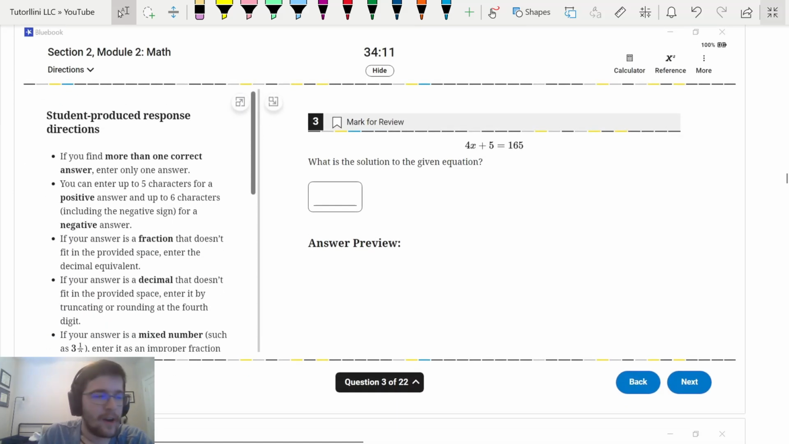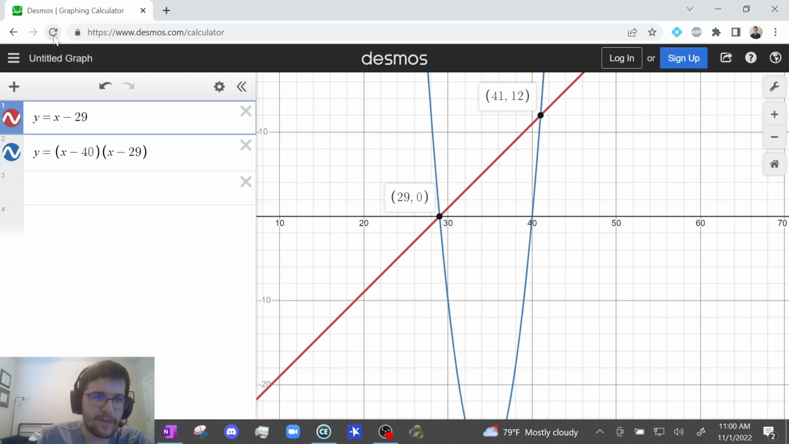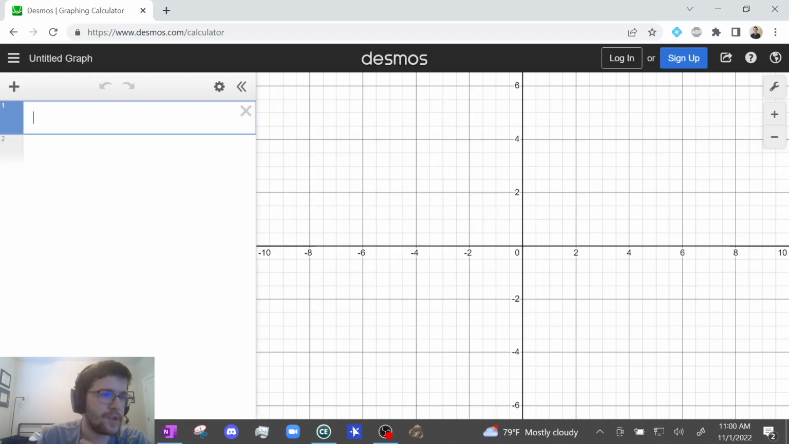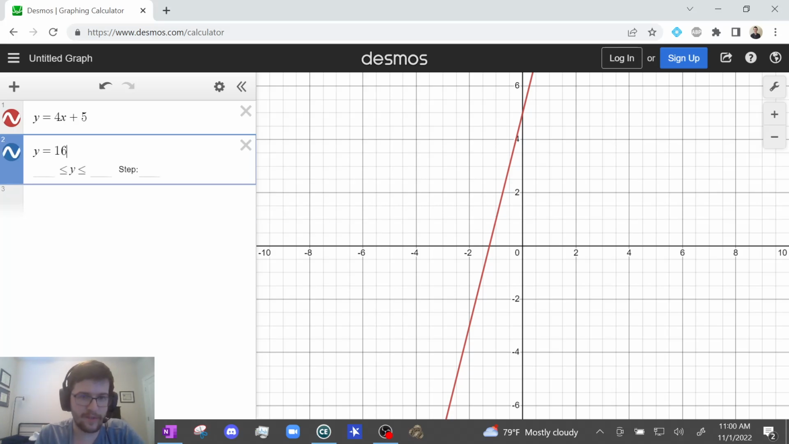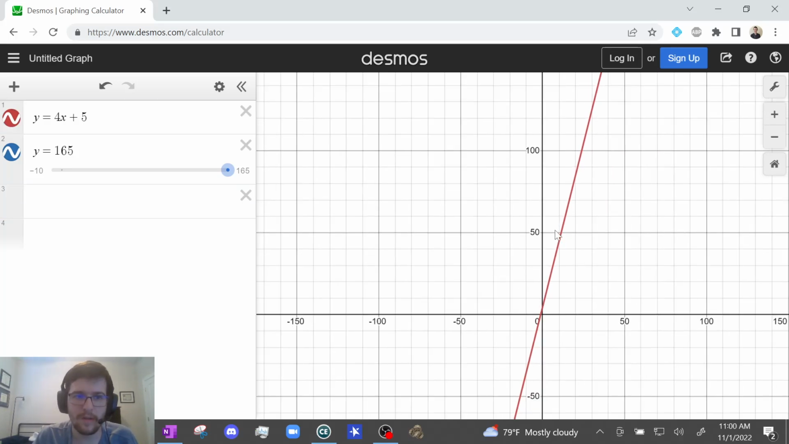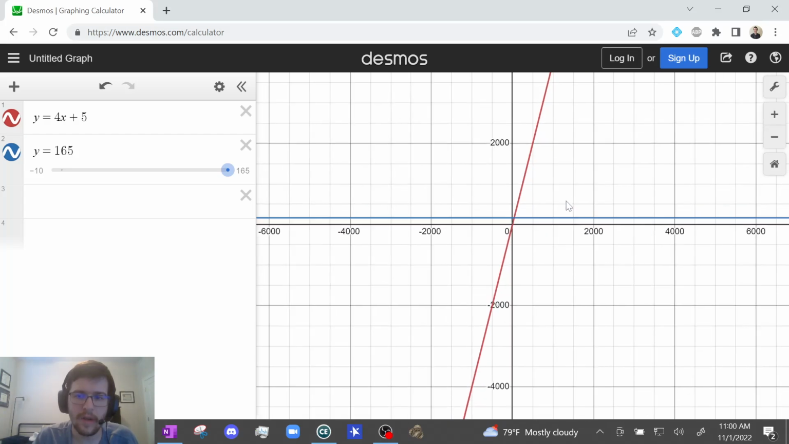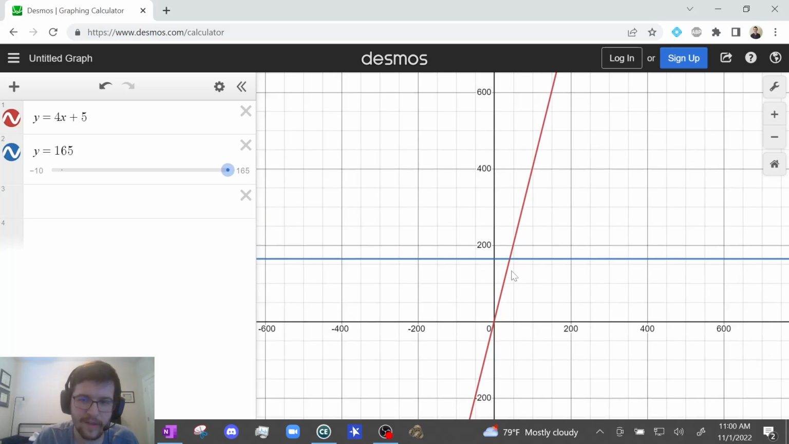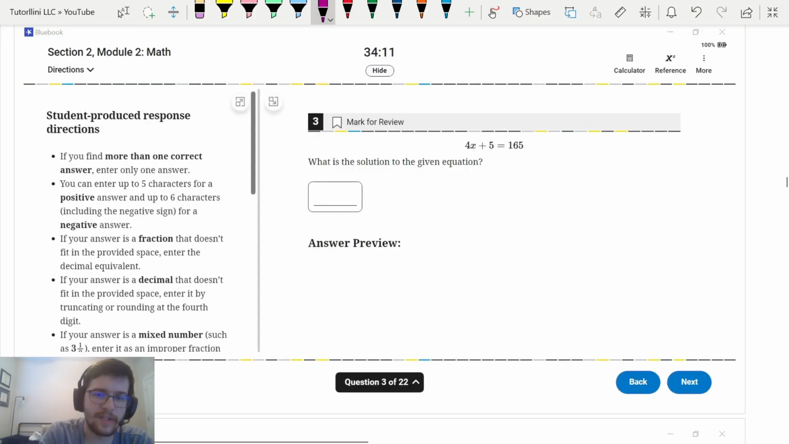Okay, even this one, I'll go over it just for the sake of it. You really should know how to solve this equation, but just to show you how powerful Desmos is, we can do this on Desmos as well. So you do y equals 4x plus 5, y equals 165. You zoom out, and you see where they intersect. And they intersect at x equals 40.